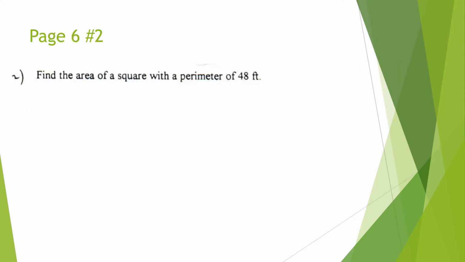Next slide. All right, on to the next one. This is page 6, number 2. This one really isn't that difficult, but I just want to make sure everyone read it carefully. It says to find the area of a square with a perimeter of 48.